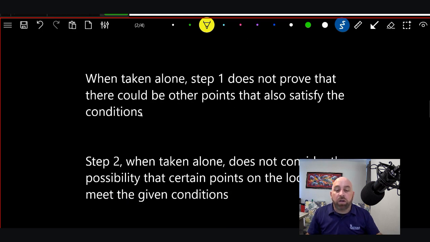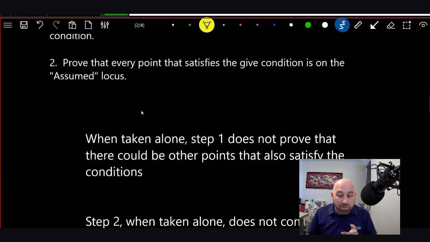Look here. It says, when taken alone, step number 1 does not prove that there could not be other points. That's what I did. I took step number 1 alone. My problem was I did not take into account that there might be other points that also satisfy the condition. Okay? Then if you do step number 2 without step number 1, it does not consider the possibility that certain points on the locus do not meet the condition.